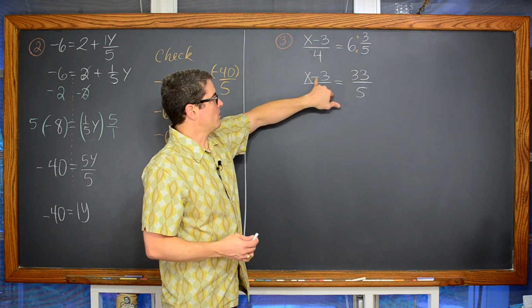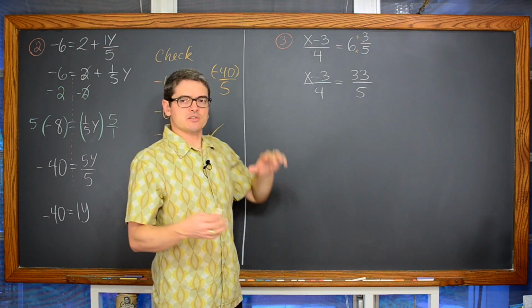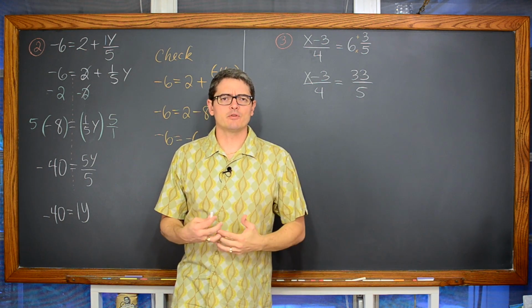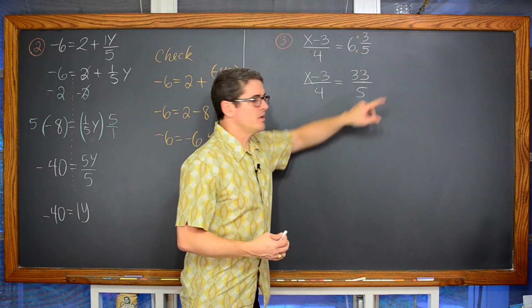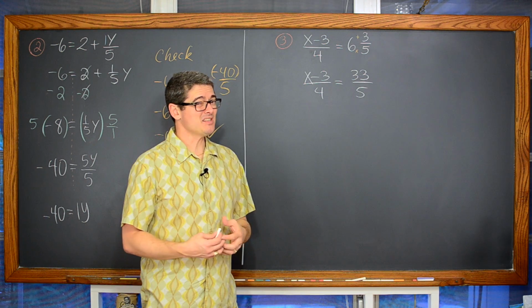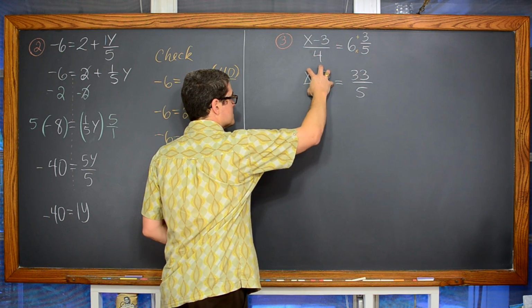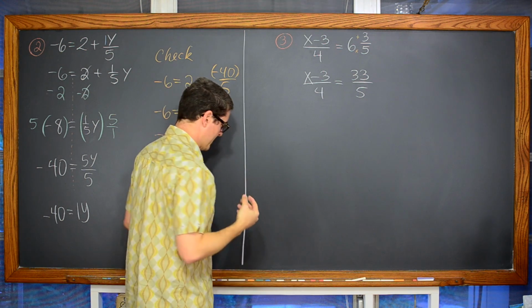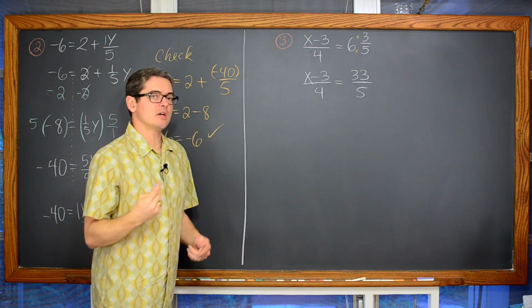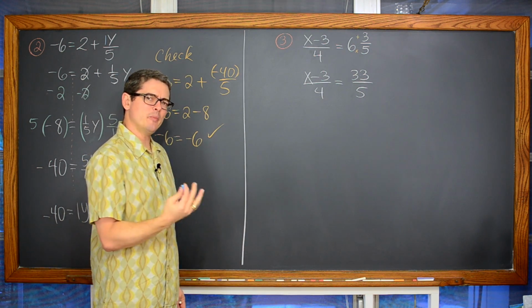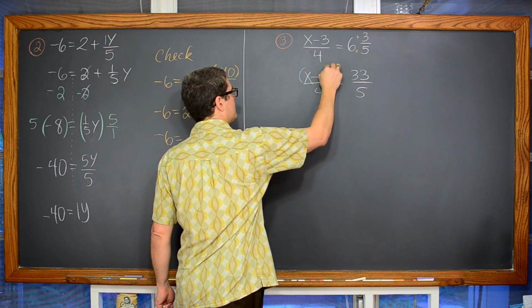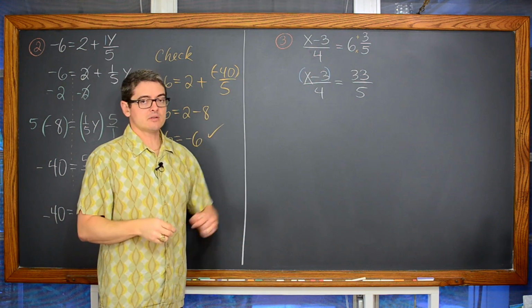So you might be thinking, well, if I'm just trying to isolate the x and the directions say add or subtract away from the variable first, let's add 3 to both sides. That's not going to work because this minus 3 is inside this rather large fraction. And a fraction bar doesn't just mean division, it's also a grouping symbol. It's all of the numerator divided by the denominator.